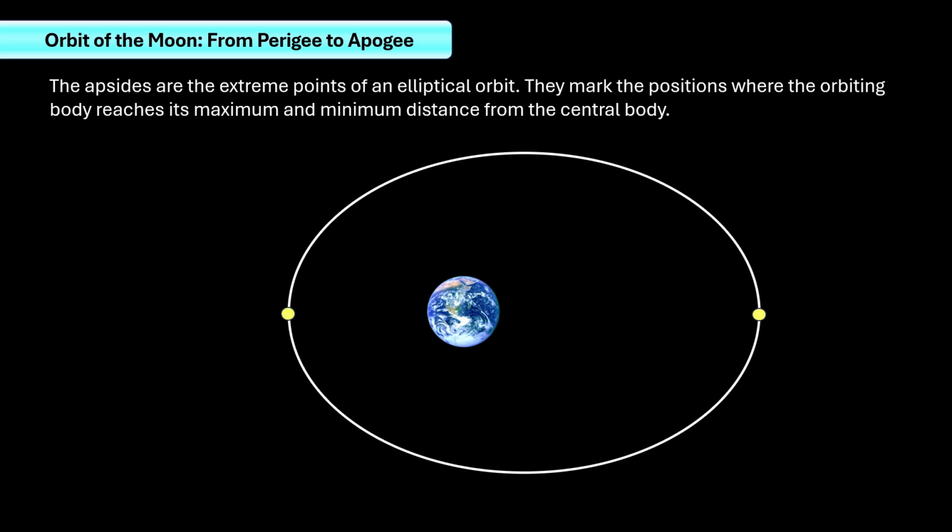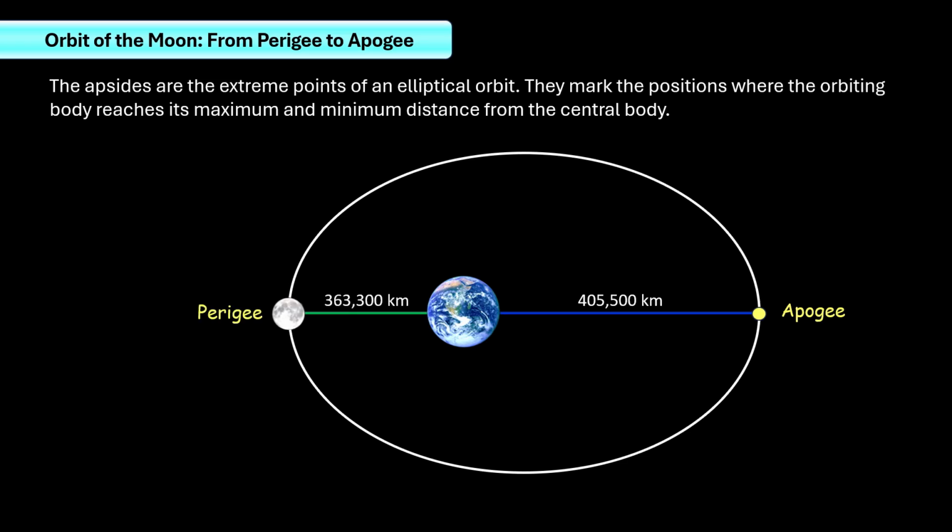The apsides are the extreme points of an elliptical orbit. They mark the positions where the orbiting body reaches its maximum and minimum distance from the central body. These 2 points are connected by an imaginary line called the line of apsides, which defines the orientation of the orbit in space. When it comes to the Moon, apogee is the point in its orbit where it is farthest from Earth, and perigee is the point where it is closest.